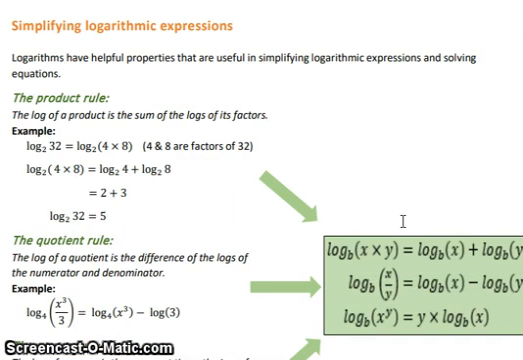So friends, simplifying logarithm expressions. Logarithms have helpful properties that are useful in simplifying logarithm expressions and solving equations. The product rule: the log of a product is the sum of the logs of its factors. You can see log base 2 of 32, where 4 and 8 are the factors of 32. So log base 2 of 4 into 8 is log base 2 of 4 plus log base 2 of 8, which is equal to 2 plus 3. So log base 2 of 32 is equal to 5.